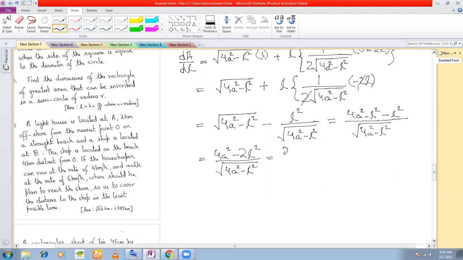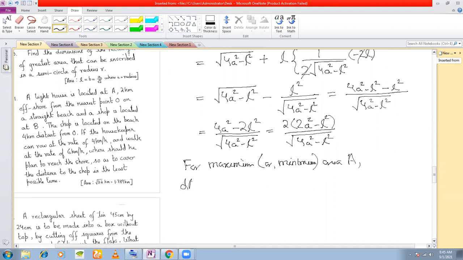This is equal to, and you can take 2 common to get 2 times 2a square minus L square divided by root over of 4a square minus L square. So dA/dL we have found. So for maximum or minimum area A, dA/dL must vanish. Then what is the value of dA/dL?